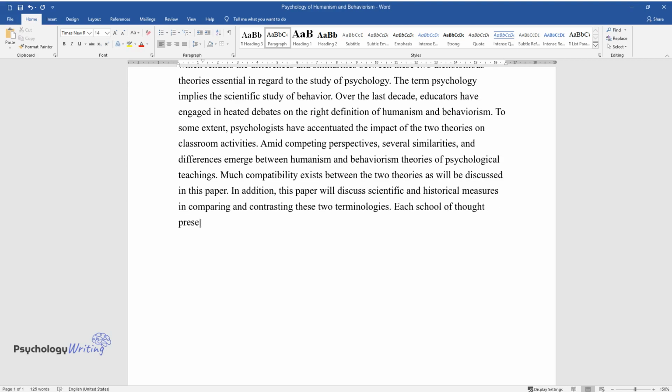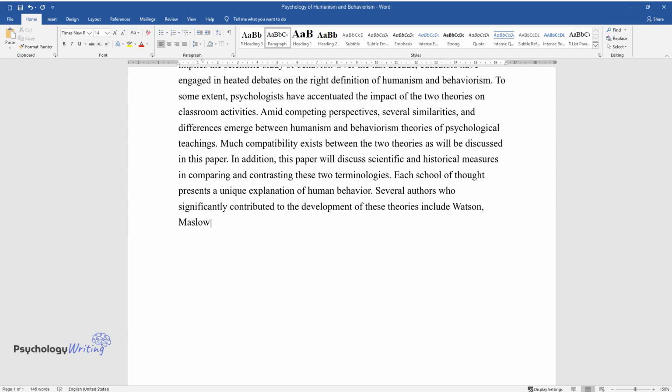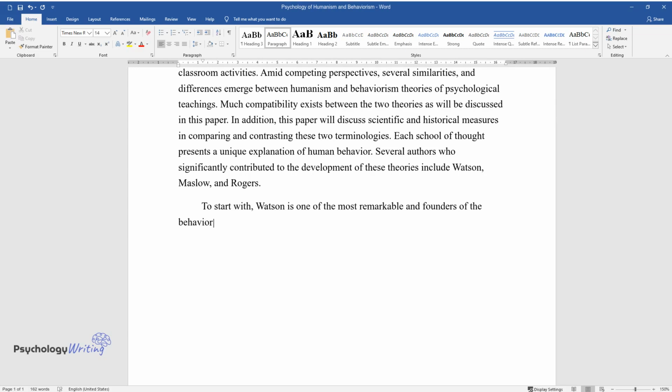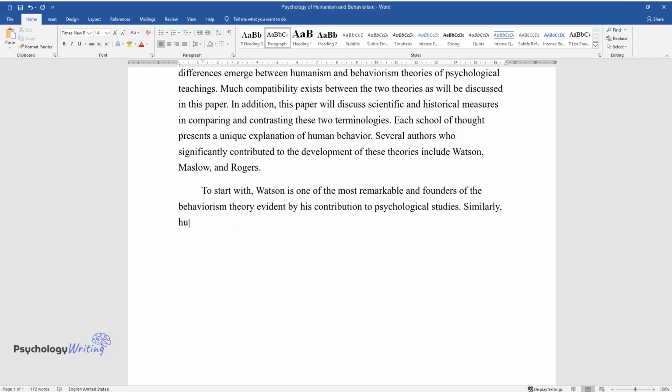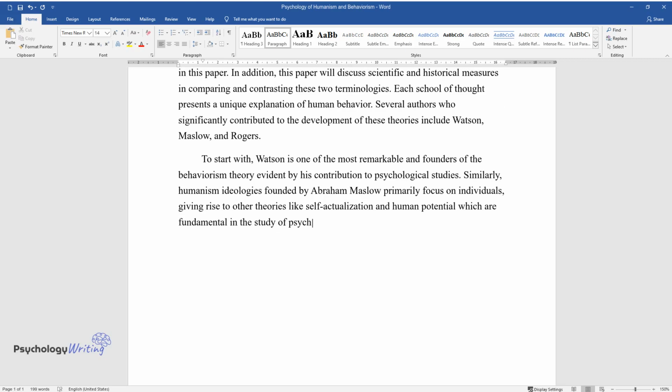Each school of thought presents a unique explanation of human behavior. Several authors who significantly contributed to the development of these theories include Watson, Maslow, and Rogers. To start with, Watson is one of the most remarkable founders of the behaviorism theory, evident by his contribution to psychological studies. Similarly, humanism ideologies founded by Abraham Maslow primarily focus on individuals, giving rise to other theories like self-actualization and human potential, which are fundamental in the study of psychology.